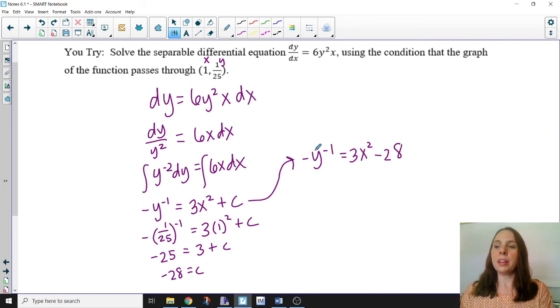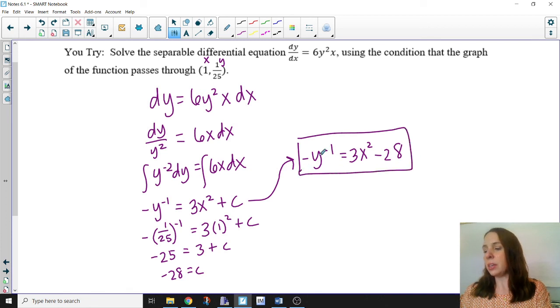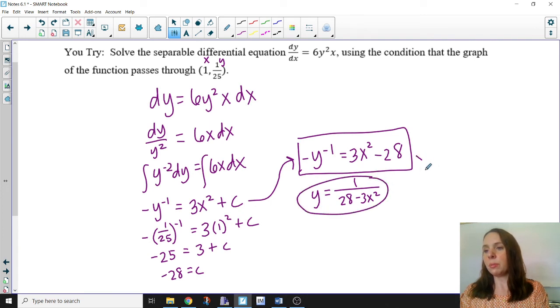Okay, and finally, this is fine as a particular solution answer for me, but just so you know, you could see it solved for y, and it would look like this. Okay, so either one of these would be fine.